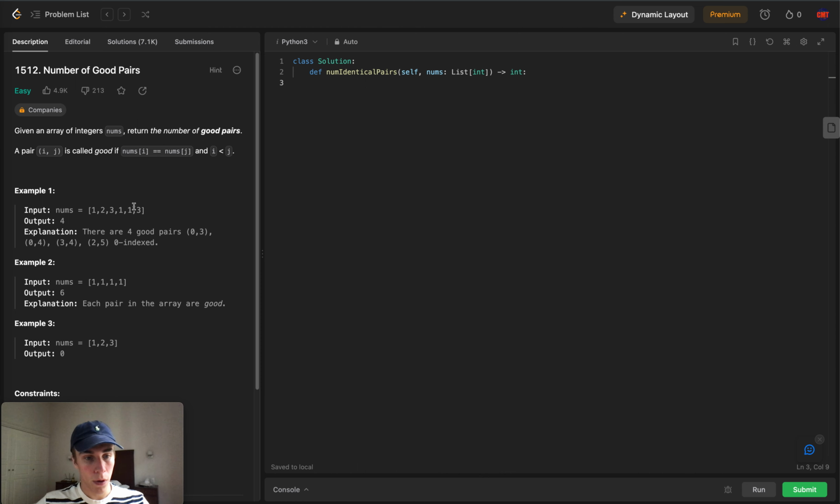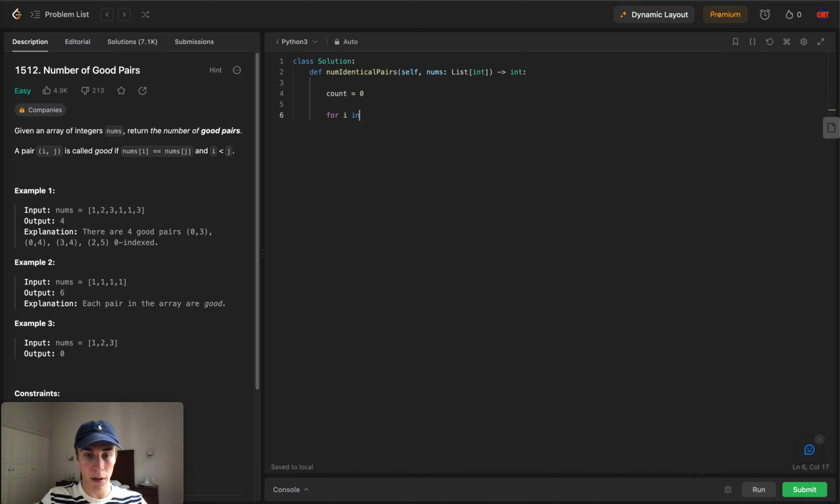So in this given array, the number of good pairs is basically all the combinations of these pairs, with i always being less than j. So we can basically set i to 0 and then go j equals 1, 2, 3, 4, 5, then set i to 1 and go j equals 2, 3, 4, 5, and so on until we traverse all of them. And for the number of ones that are equal, we'll count the number of equal ones. Okay, that's no wonder it's easy.